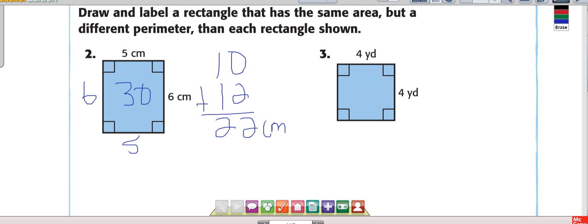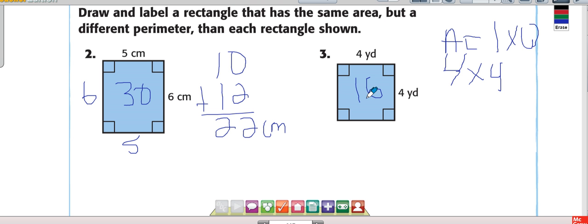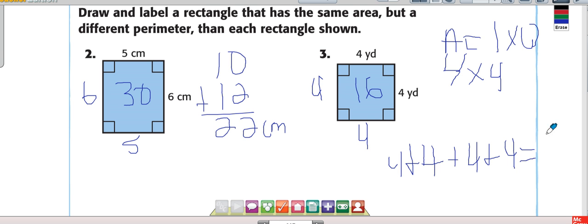Just to review again. When I do the area, I multiply length times width. So it's going to be 4 times 4, which is 16. And then the perimeter, I'm going to add all the sides. Since it's a perfect square, all the sides are the same. So 4 plus 4 plus 4 plus 4, which is 16. In this case, you get the same answer.